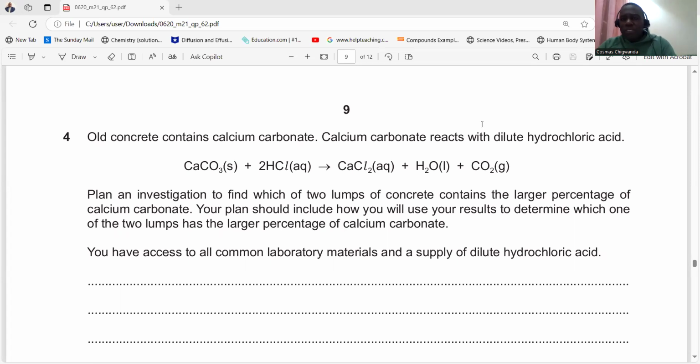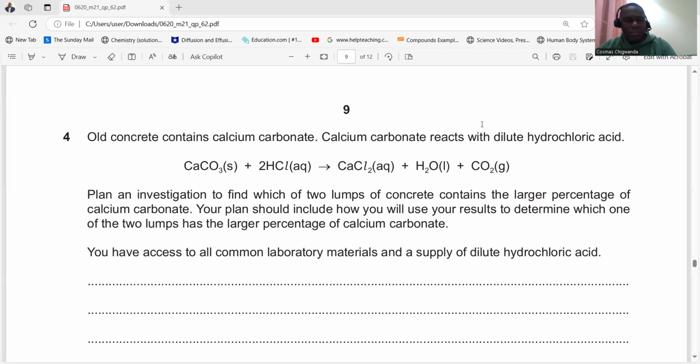Calcium carbonate reacts with dilute hydrochloric acid as shown by that equation. Okay, we know that carbonates plus acid, you are going to have your salt, water, and carbon dioxide. So this forms the basis of this question. You are to plan an investigation to find which of the two lumps of concrete contains the larger percentage of calcium carbonate. Your plan should include how you'd use your results to determine which one of the two lumps has a higher percentage of calcium carbonate. You have access to all common laboratory materials and a supply of dilute hydrochloric acid.